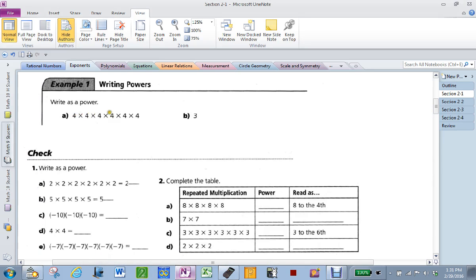Would a math guy write that out? No. Why? Because they're lazy. So we invented powers. What's the thing that's repeated? 4. So is that the base or the exponent? Base. And how many times was it repeated? 6. So it's 4 to the 6th.